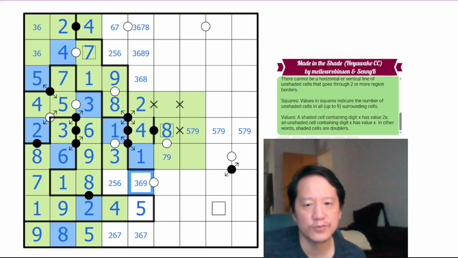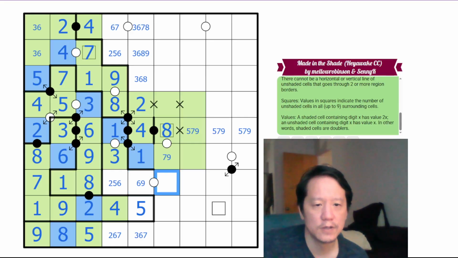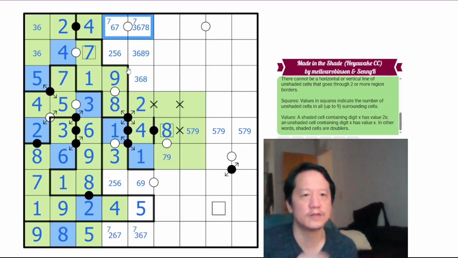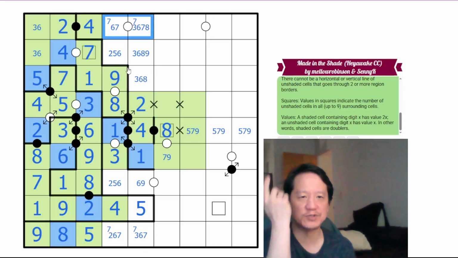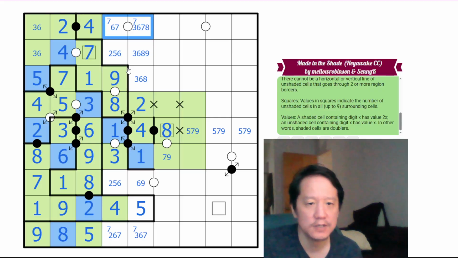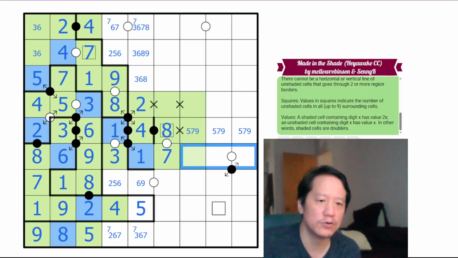This cannot be 3 because of 3 in the region. One of these is 7. So we have a guaranteed 7 here and a guaranteed 7 there. And obviously 7 doubled wouldn't work because that's not consecutive with another digit. We have 9 here, which means this can't be 9. This is 7. Remaining digits in row 6 are 2, 4, and 5.